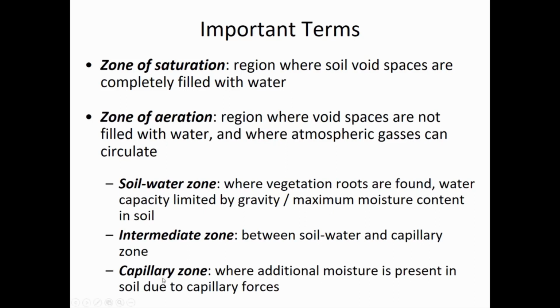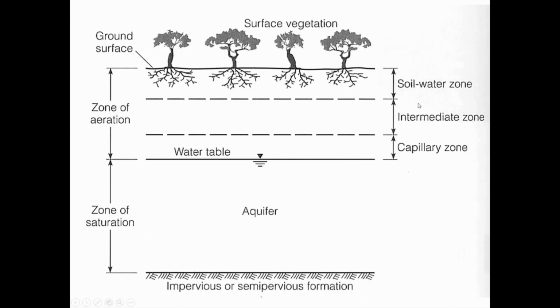The capillary zone is what's closest to the water table, where there's just a little bit of extra water being sucked up into the fringe. The soil water zone is closest to the surface, and sometimes the moisture content is a little bit higher in the soil water zone, where the vegetation root is found and is able to enhance the infiltration of water. So this is showing the cutaway, and each of those three zones. Capillary is closest to the water table, soil water zone is closest to the surface.